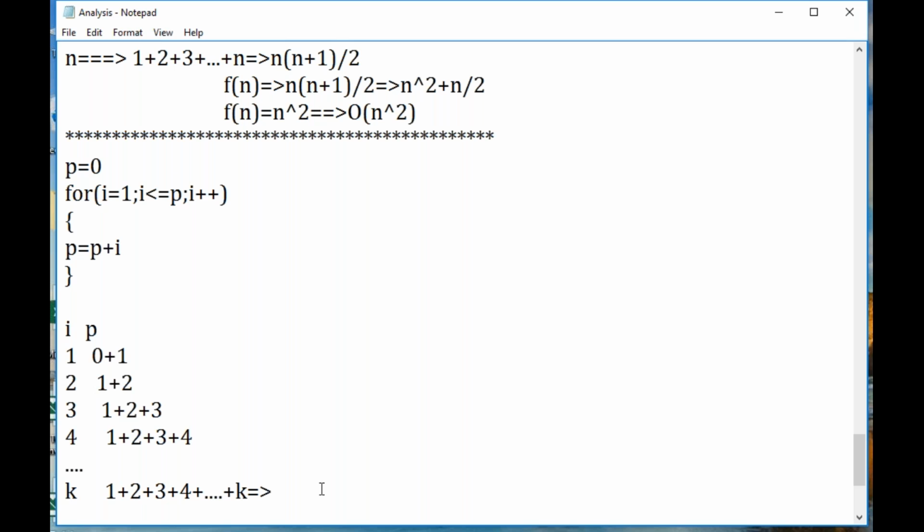So when does this loop break? What is the condition I have mentioned here? Guys, just a minute, this condition I mentioned wrong. It should be some N value, not I. Sorry guys, during typing I made a small mistake. Here I should mention P less than or equal to N.